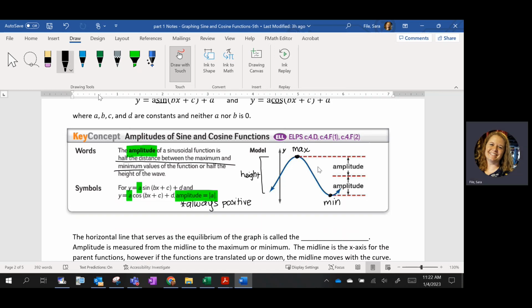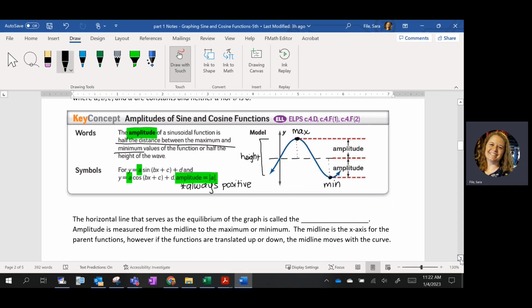The amplitude is half of that. So see this dashed line down the middle? That's the halfway point. So the amplitude is here from maximum to the middle or from minimum to the middle. They're equidistant. It doesn't matter which one you measure from, max or min, because they're the same distance to the center. Okay, so the amplitude is half of the height.